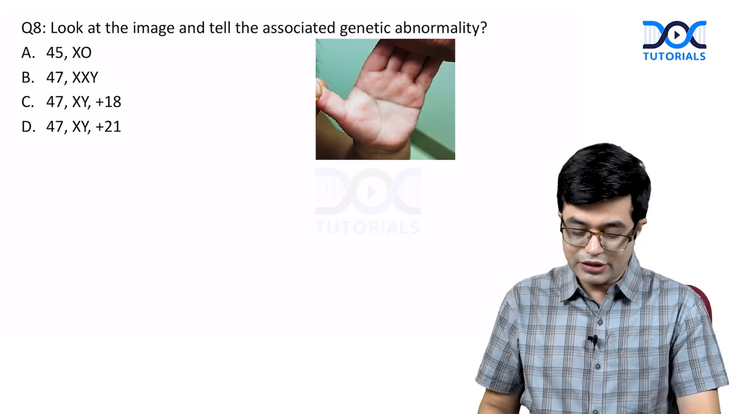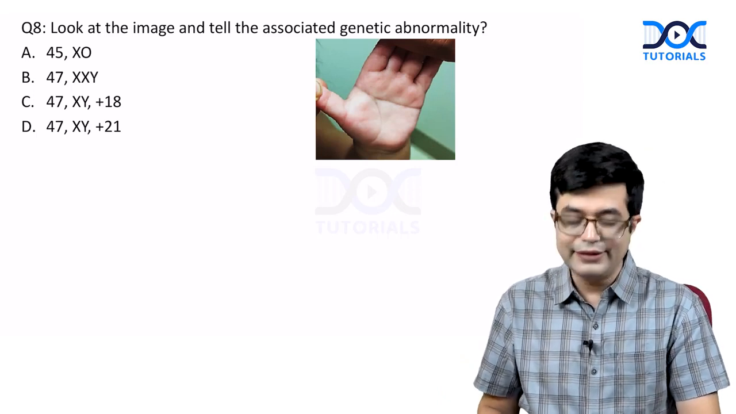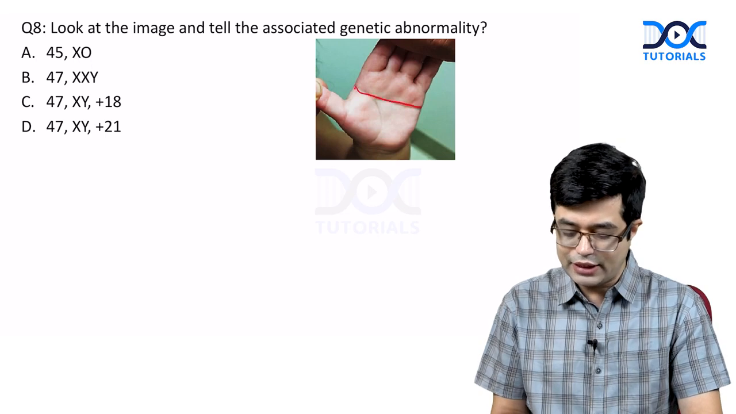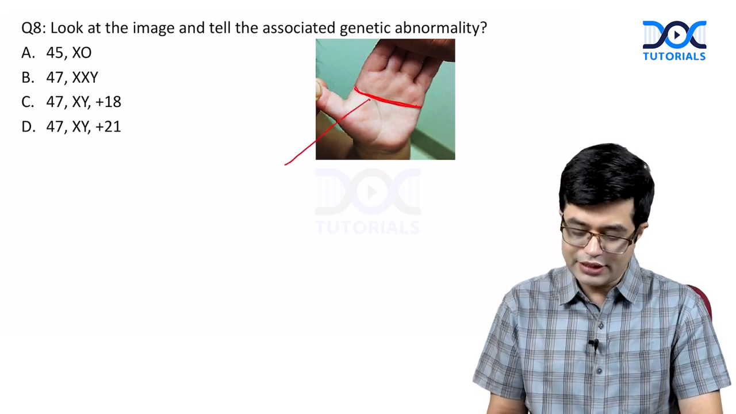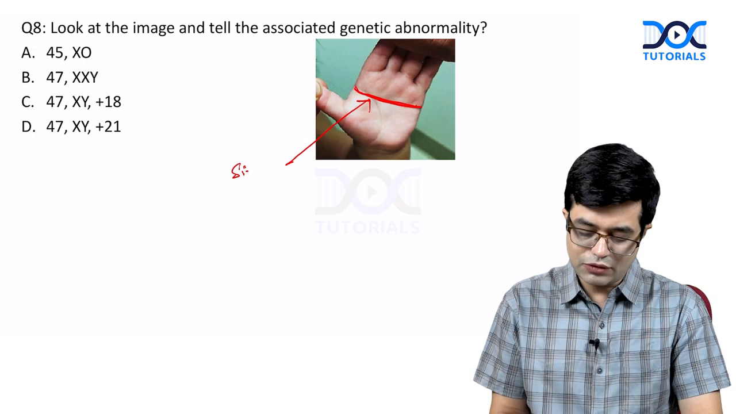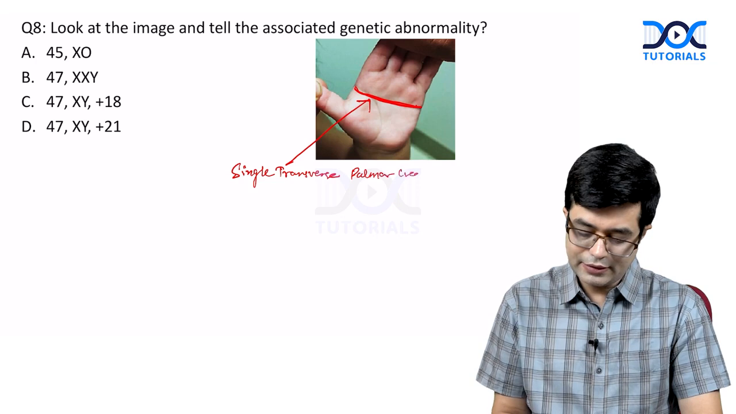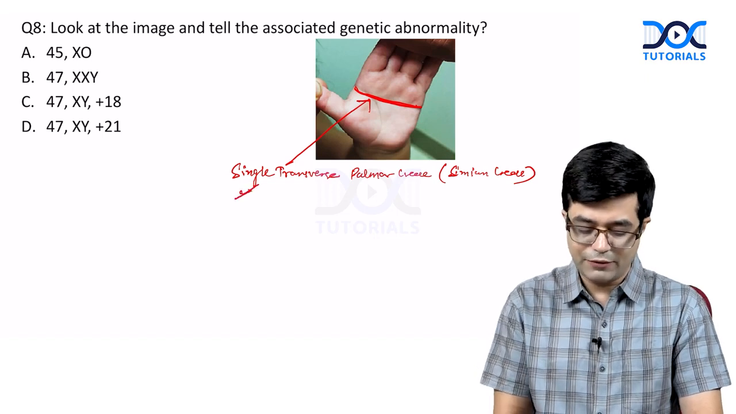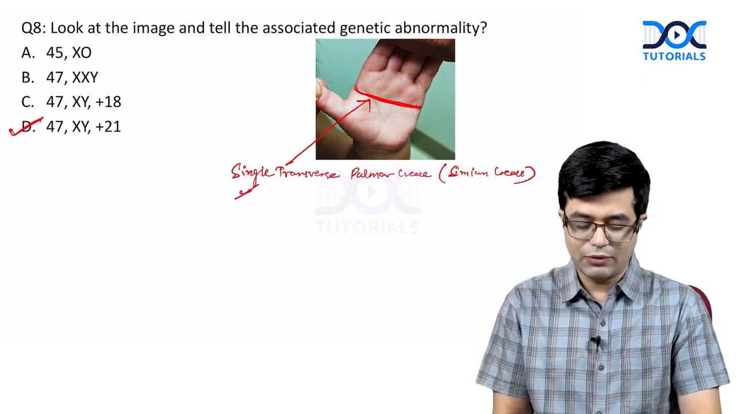Let's move further. Question number 8. Look at the image and tell the associated genetic anomaly. A similar image was asked in the exam, where a large simian crease was present. What is this known as? Single transverse palmar crease, also known as simian crease, and simian crease is typically associated with Down syndrome. And what is the genotype of Down syndrome? 47XY plus 21. So additional 21 chromosome.